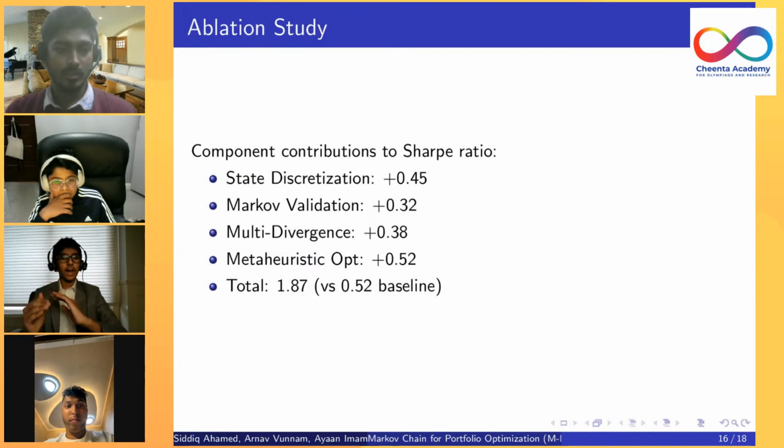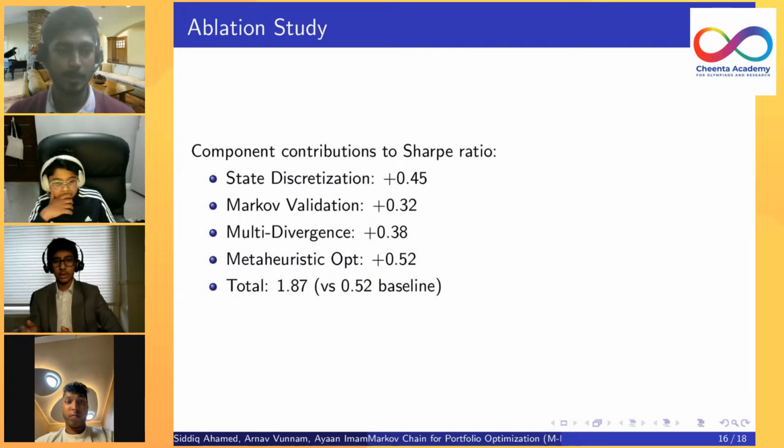Now, if we were to add each of the components, we get a total of 1.87. Regime discretization gives us 0.45. Markov validation gives us 0.32. Multi-divergence gives us 0.38. Metaheuristic optimization such as PSO, GWO, and so on, gives you 0.52.